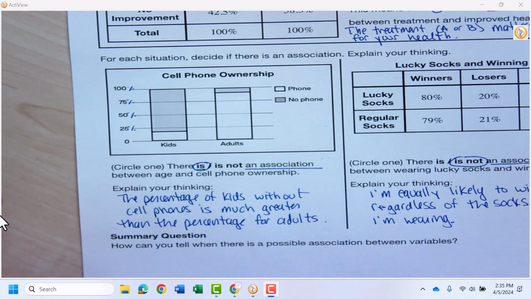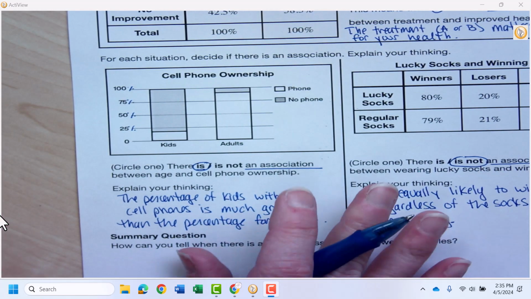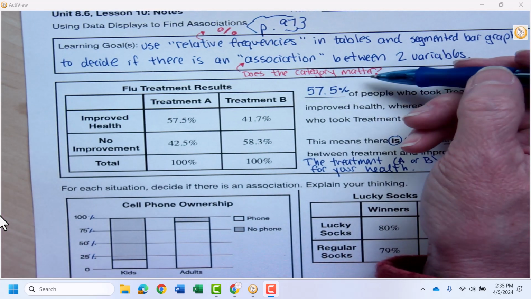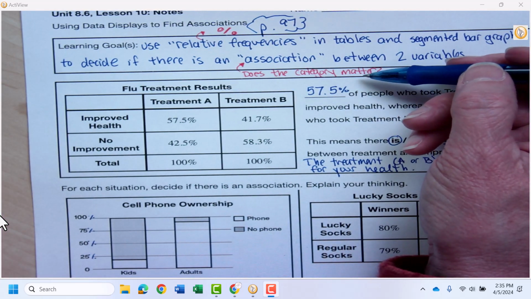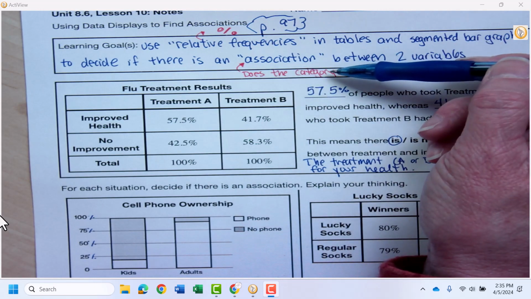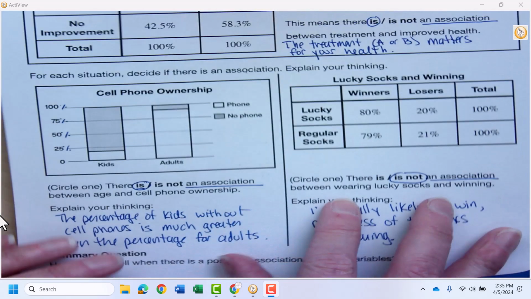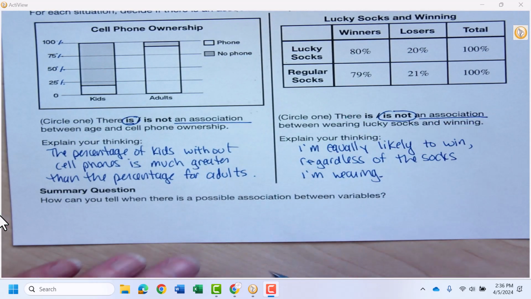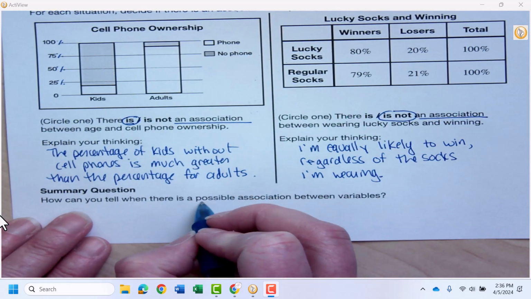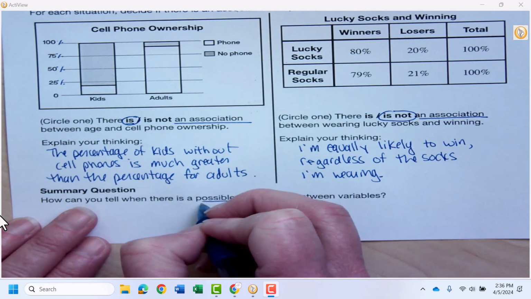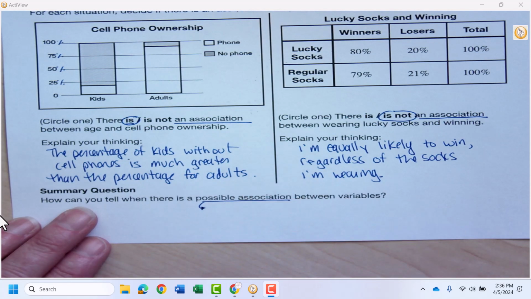So if this was all about associations today, I'm going to return to this same question. When you're asked, is there an association between variables in the data, you're being asked, does the category that you're looking at matter for the outcomes? And using percents is probably the easiest way to figure that. So how can you tell when there's a possible association between variables? Well, a possible association exists when there's a big percentage difference.